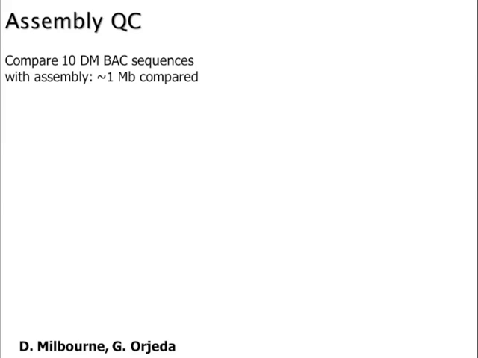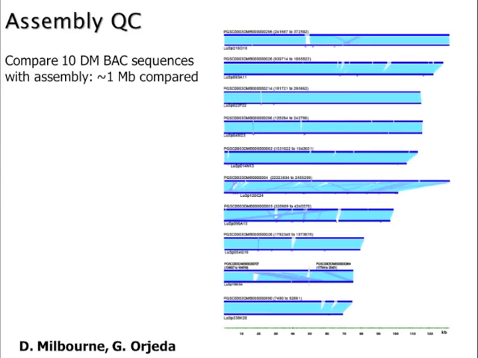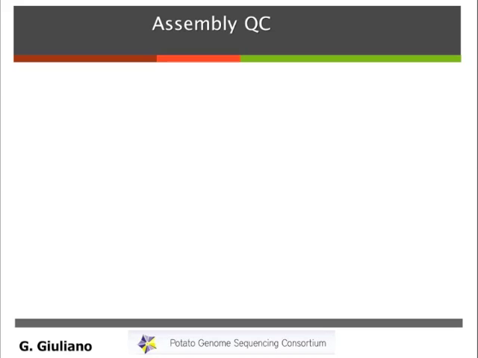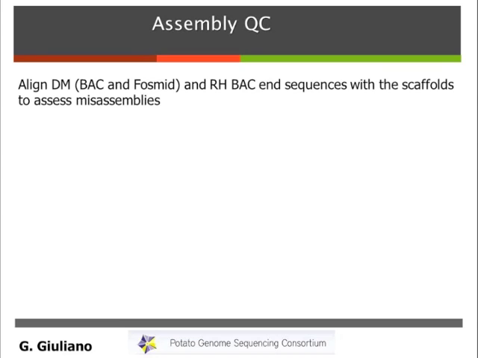So we did do some quality control to see how good the assembly process worked. We took 10 of the DM BAC clones that represented about a megabase, and we compared the whole genome shotgun sequence, which is on the bottom, with the BAC sequence up here. And certainly there are gaps in the sequence, and there are some minor rearrangements here of misassemblies, but overall the sequence between the whole genome shotgun assembly and the BACs was quite good. So there were no major gross misassemblies.